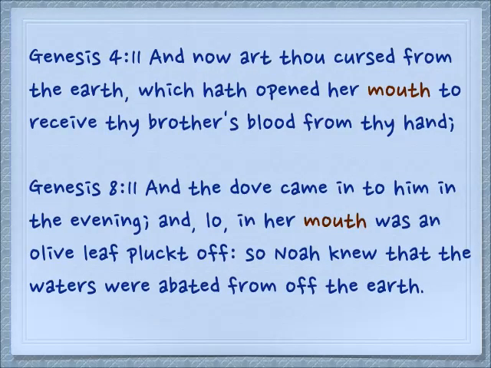So, speaking of the mouth literally, Genesis 4:11. And now art thou cursed from the earth, which hath opened her mouth to receive thy brother's blood from thy hand? Genesis 8:11. And the dove came in to him in the evening, and lo, in her mouth was an olive leaf plucked off. So Noah knew that the waters were abated from off the earth.